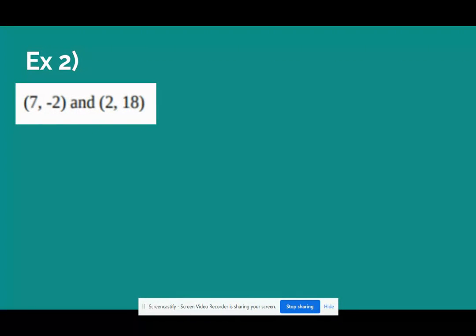Example 2, we always start off by labeling. So this is x1, y1, because it's the first coordinate. This is x2, y2, because it's the second coordinate. Our formula is m equals y2 minus y1 over x2 minus x1. And then we just fill in that information. So we always start with a blank template. So fraction bar, minus sign, minus sign.